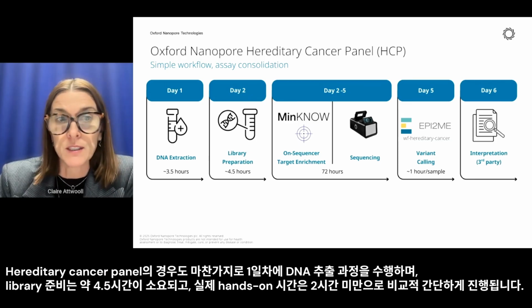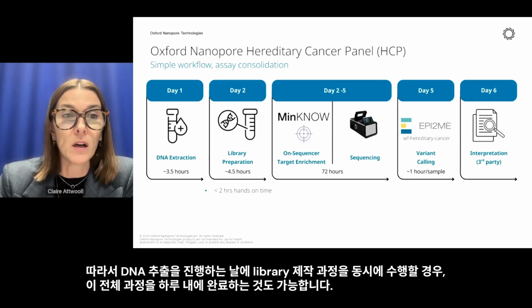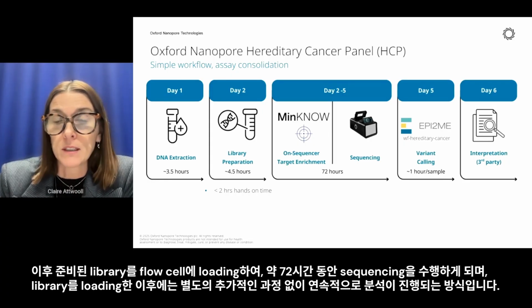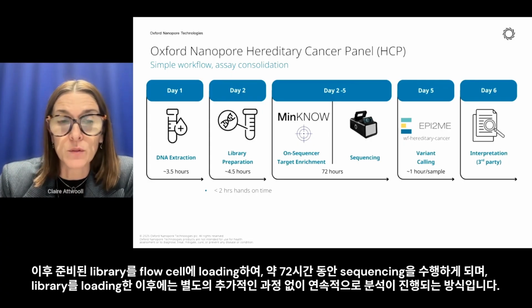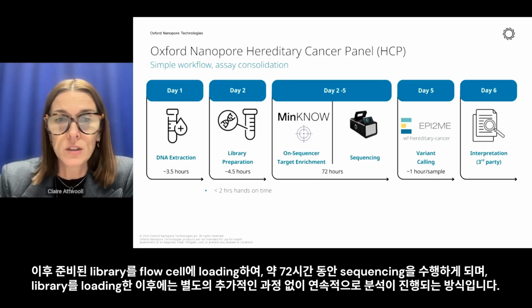With the hereditary cancer panel, again, we've got the DNA extraction on day one, but our library prep, as I've mentioned, is very simple. It's 4.5 hours or so with less than 2 hours hands-on time. So if you were motivated and were doing a DNA extraction the same day, you could do all of this in one day. We then just load that onto the sequencer and sequence for 72 hours. So you just load and go, essentially.